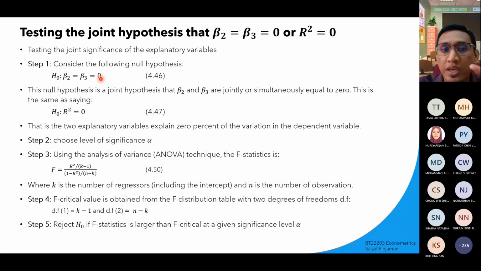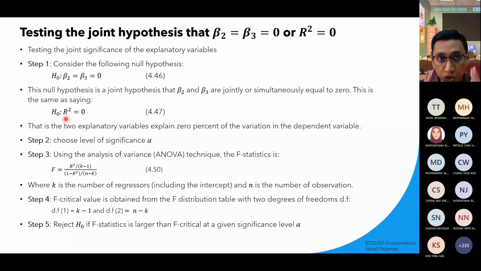Okay, so the good thing about the coefficient of determination is that we can also use it to represent the joint significance of the explanatory variables in explaining the dependent variable. It means that stating the null hypothesis as in equation 4.46 is the same as stating the relationship based on equation 4.47. Because in 4.46 we said that B2 is equal to B3 is equal to 0, so they are jointly insignificant in explaining the dependent variable. It is the same as saying that our coefficient of determination R square is equal to 0.